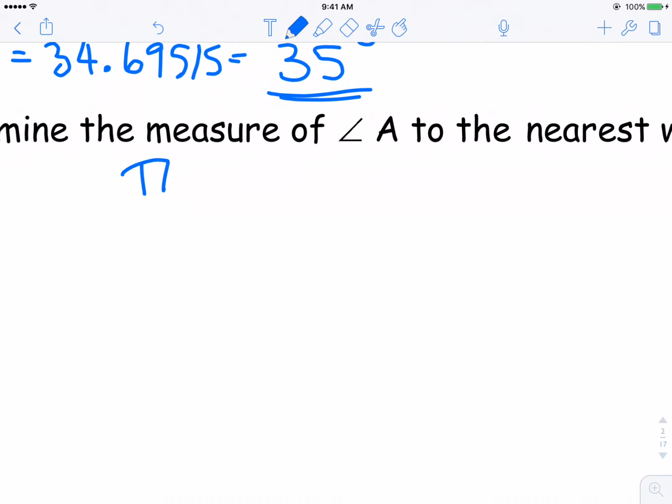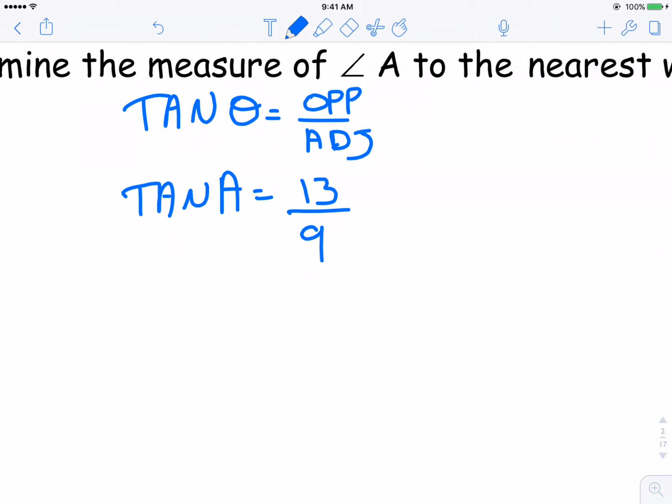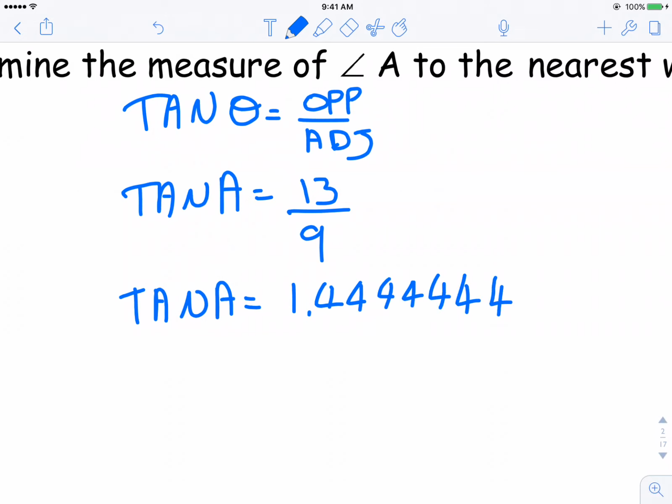Tangent of some angle is equal to opposite over adjacent. Tangent, in this case, of A, substituting what I know, of A is equal to 13 over 9. I do that calculation. Tangent of A is equal to 1.444444. Yes, decimals are important. Don't ever round until the end of a question.